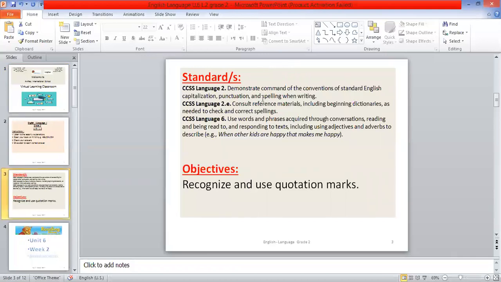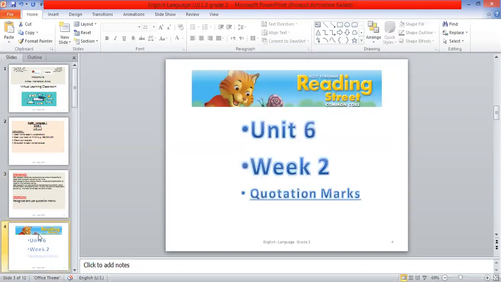The standards demonstrate command of the conventions of standard English capitalization, punctuation, and spelling when writing. Consult reference materials, including beginning dictionaries, as needed to check and correct spellings. We use words and phrases acquired through conversations, reading, and being read to, and responding to texts, including using adjectives and adverbs to describe. Our objectives: recognize and use quotation marks. Let's start.